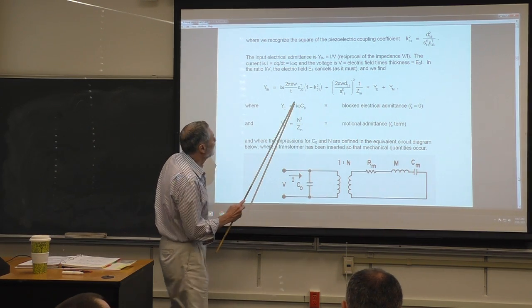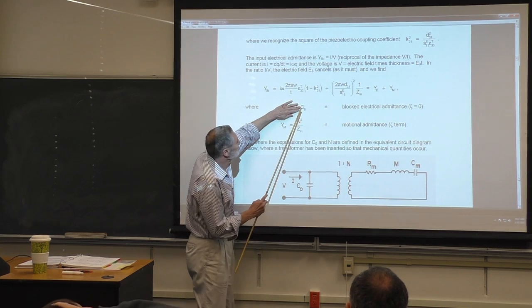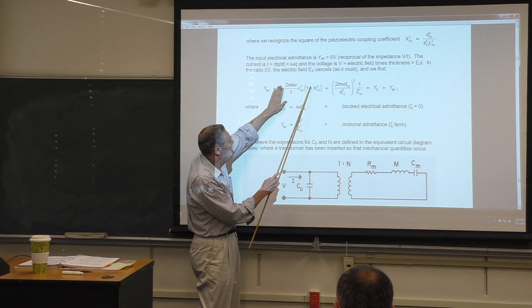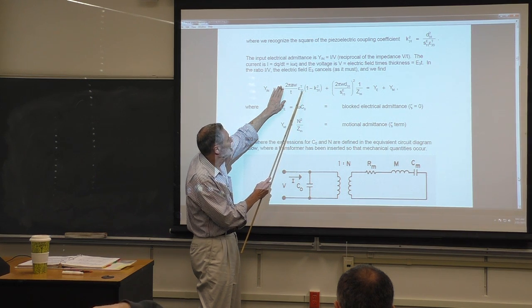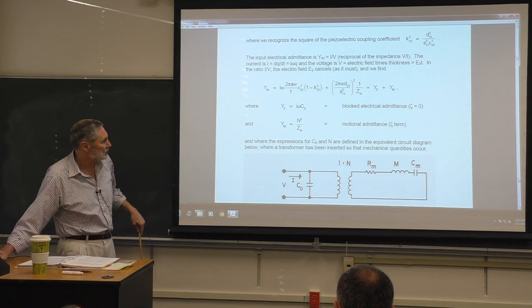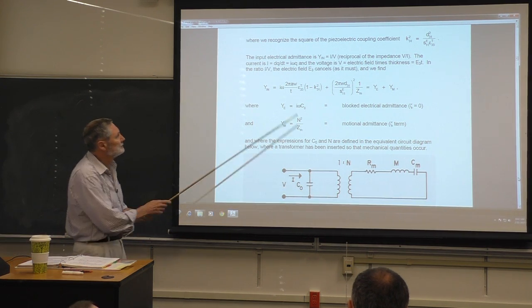Or, from a more basic point of view, we now have an expression for the blocked capacitance, when there's no mechanical motion. That's this C0 right here.